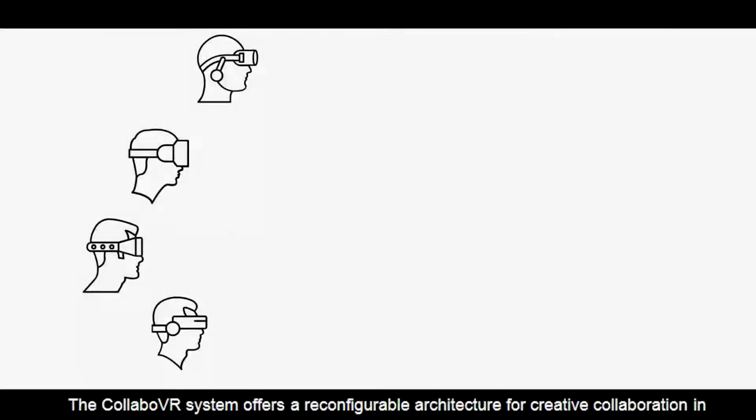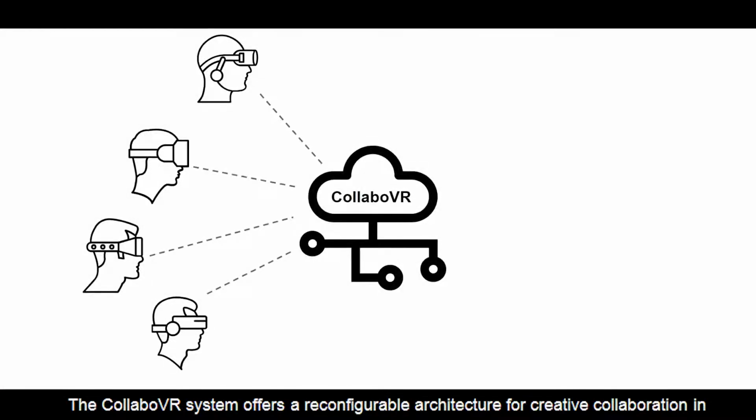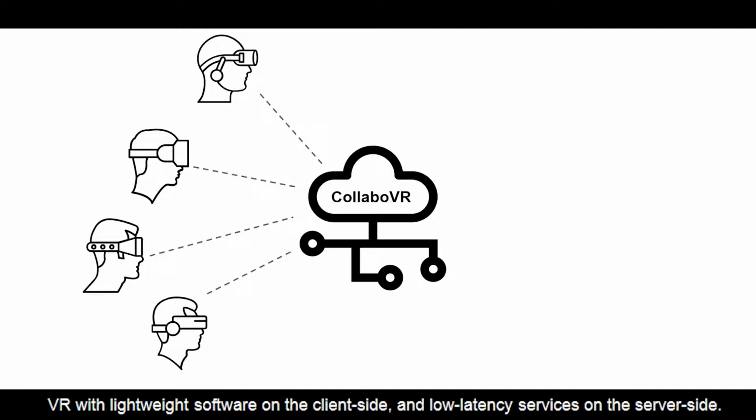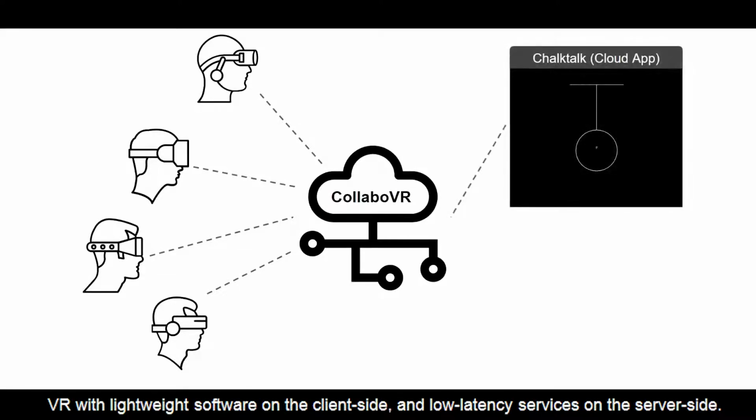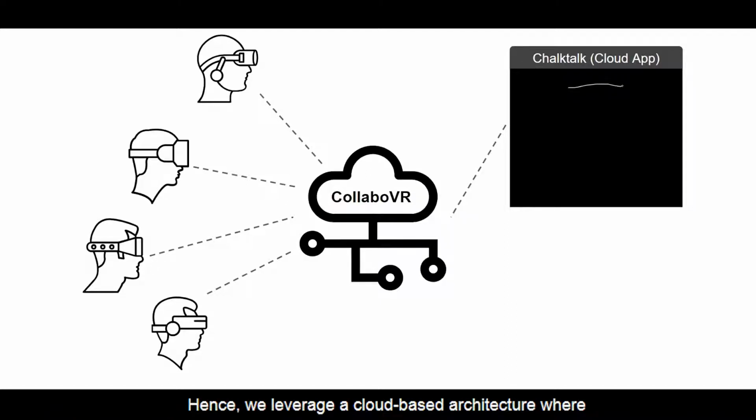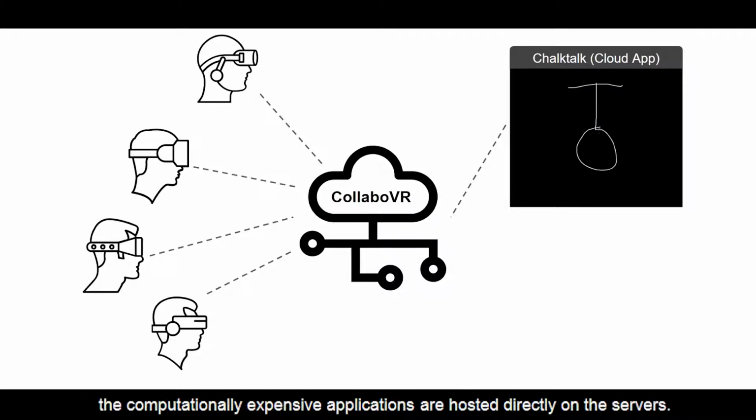The CollaboVR system offers a reconfigurable architecture for creative collaboration in VR with lightweight software on the client side and low-latency services on the server side. Hence, we leverage a cloud-based architecture where the computationally expensive applications are hosted directly on the servers.